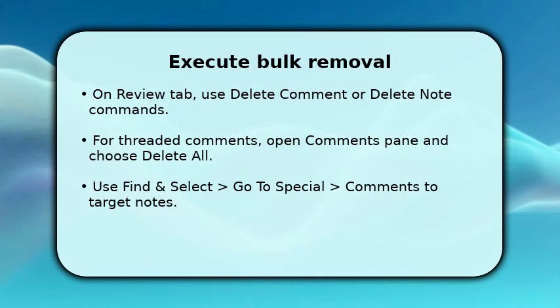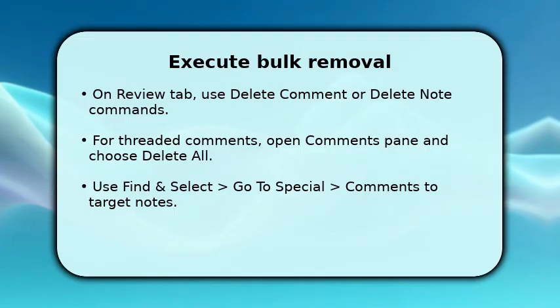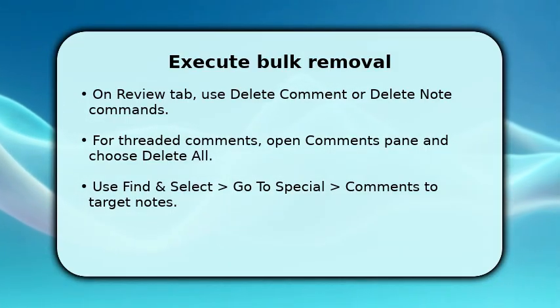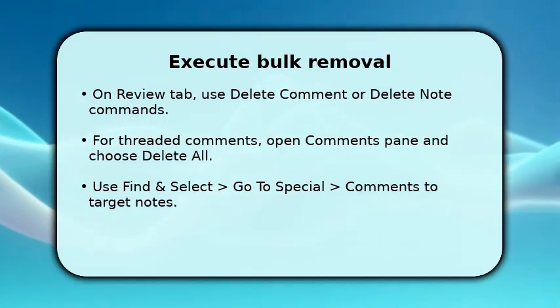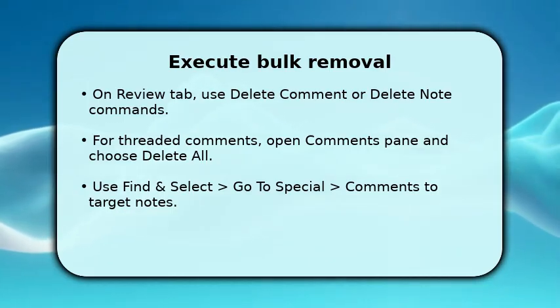Now perform the removal. If you're removing classic notes, choose Review Delete or use Go to Special Comments to highlight them and press Delete. For threaded comments, open the Comments pane, select the first comment, then use the three-dot menu to delete all on the sheet. Once done, confirm that cells no longer show the red triangle or comment indicator.